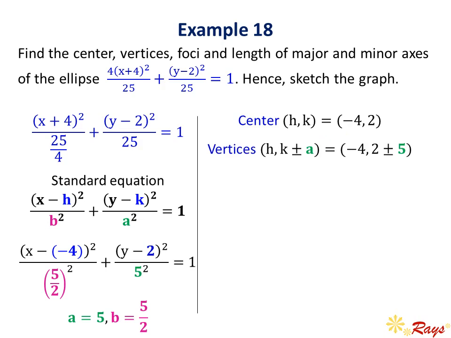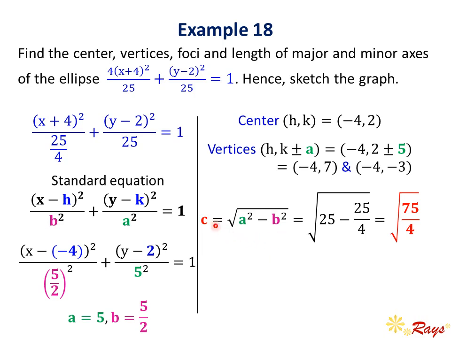And to find the vertices, since we know that the major axis is parallel to the y-axis, we have to add or subtract A from the y-coordinate of the center. So this is the coordinate of the center. A is 5, so the vertices are plus minus 5 to the y-coordinate. Therefore, the vertices are negative 4, 7 and negative 4, negative 3.